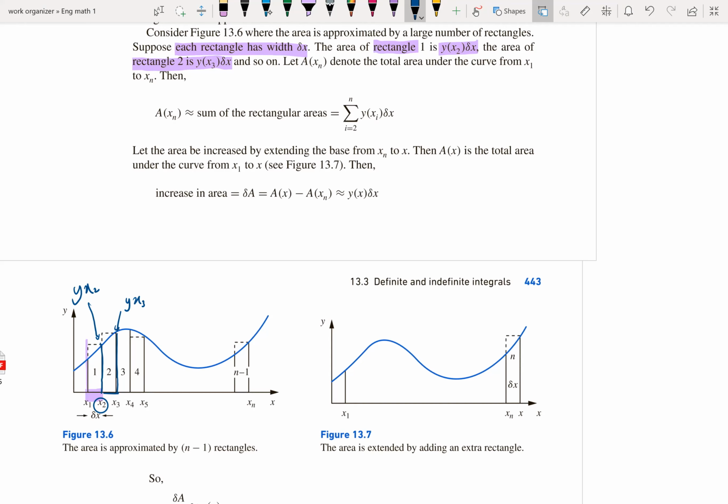Let area A(Sn) denote the total area. A(Sn) is the sum of rectangular areas, using the rectangle formula y(xi) times delta x, starting from i = 2 until the end.